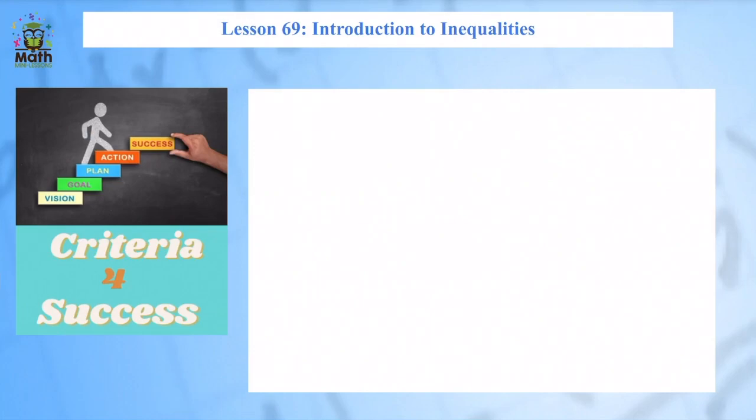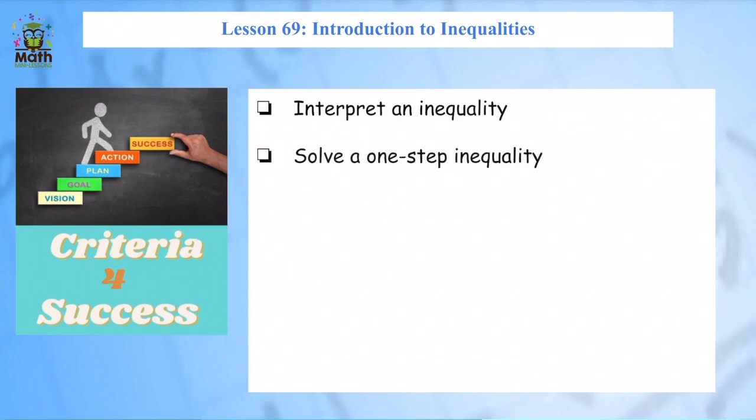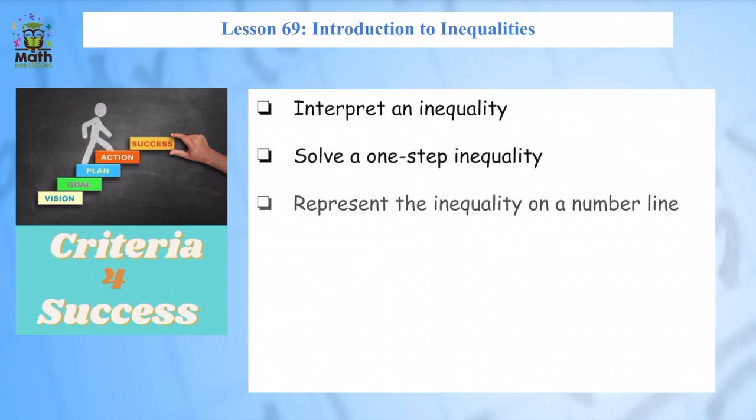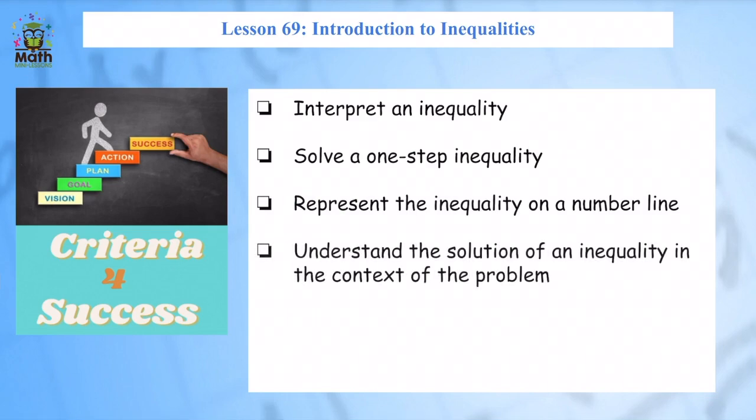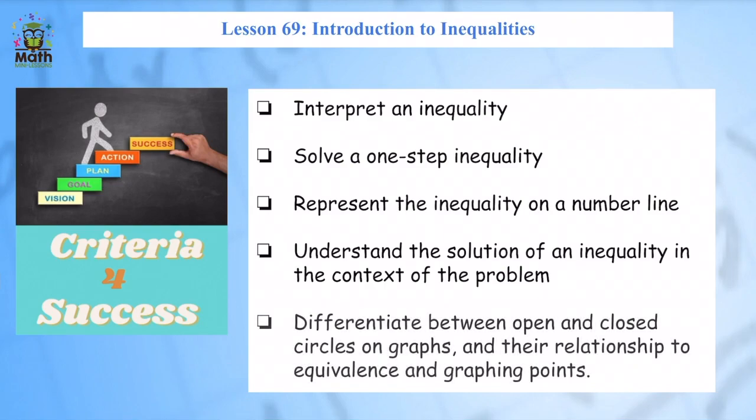We've done so much with equations, it's time to talk about inequalities in mathematics. In this lesson, I want you to watch how I interpret what an inequality is and how I can solve simple one-step inequalities. That means representing them on a number line and understanding what the solutions of an inequality are in the context of the problem. Unlike equations, there will be more than one answer here. And by the end, I want you to think about how I differentiate between open and closed circles on a graph and what that really means as I'm graphing points and as I translate that inequality.